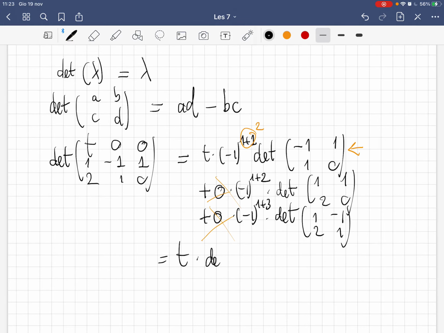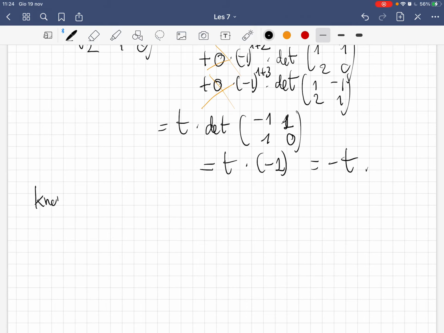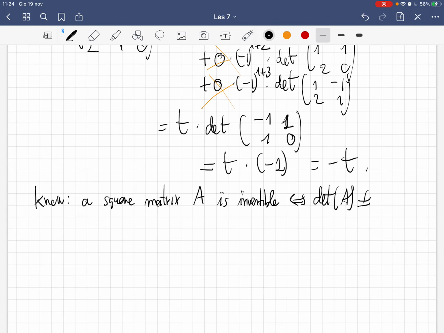So it's t times the determinant of minus 1, 0, 1, 1. Now this is a 2 times 2 matrix, so you know how to compute the determinant. It's t times minus 1, so it's minus t. Then from the theory we know that for a square matrix, and don't forget, determinants exist only for square matrices, a matrix A is invertible if and only if the determinant of A is different from 0.